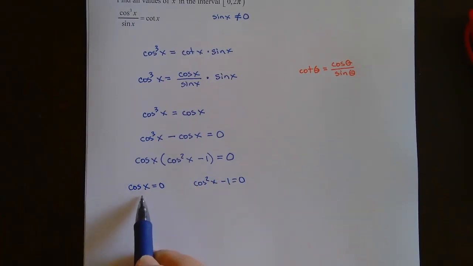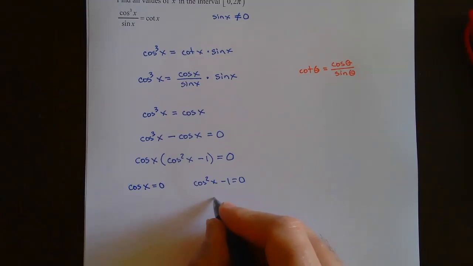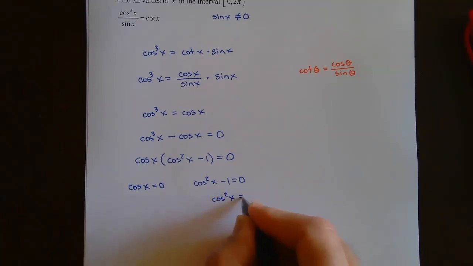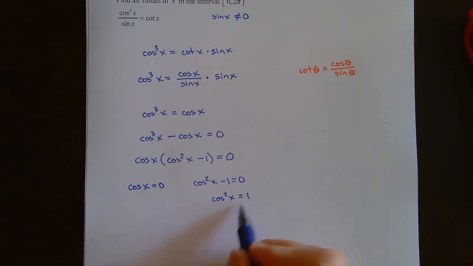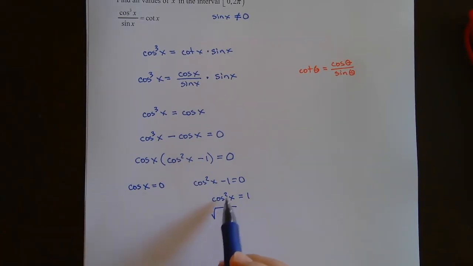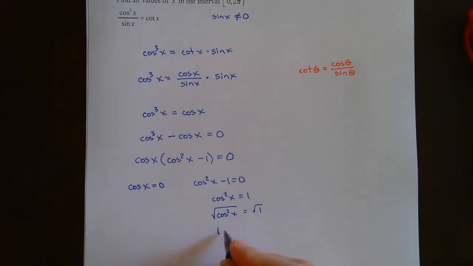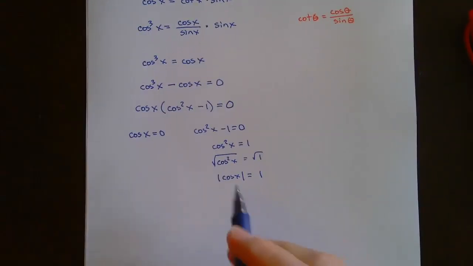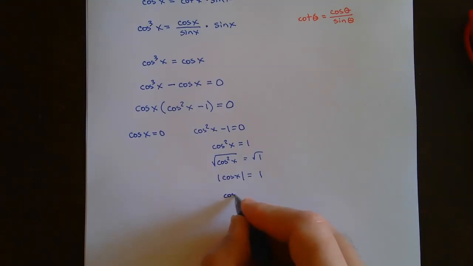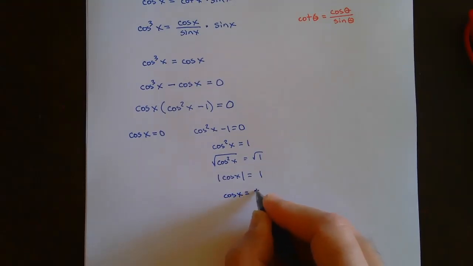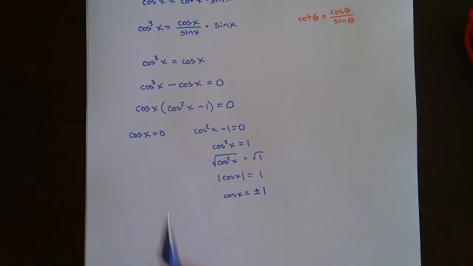Okay, so this one's ready to solve. This is just a simple trig equation from the last unit. This one we could add 1, and we get cosine squared x is equal to 1. And then we would square root both sides. And remember, cosine squared x like this means cosine x times cosine x. So this would be the absolute value of cosine x is equal to 1. And what could this be? Well, this means that cosine x could be either plus or minus 1. So either cosine x is equal to 0 or cosine x is equal to 1 or negative 1.